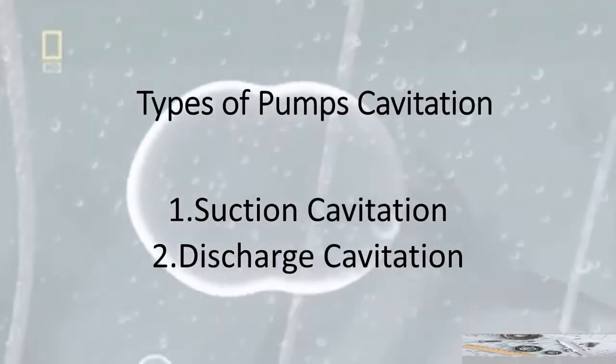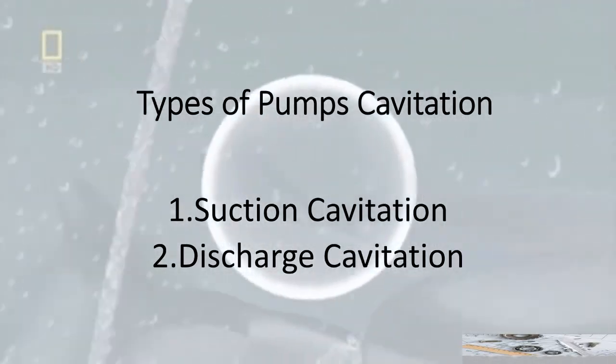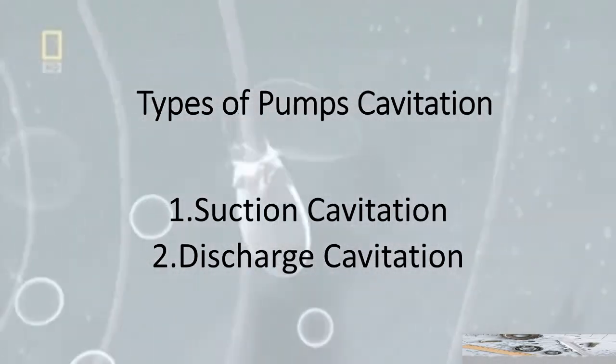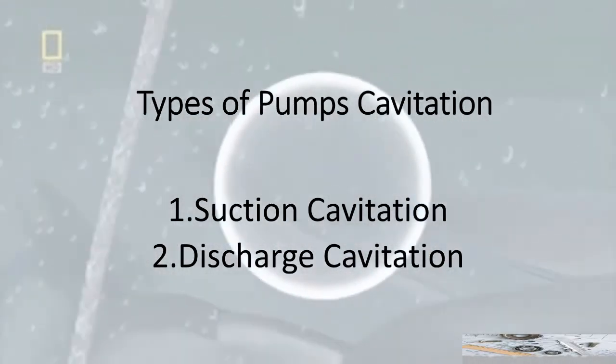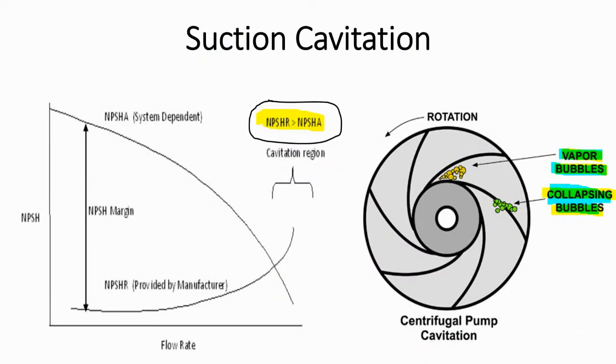Types of pump cavitation. There are two types of pump cavitation, namely suction cavitation and discharge cavitation. Number 1. Suction cavitation. Suction cavitation occurs when a pump is under low pressure, otherwise high vacuum conditions. When the pump does not receive sufficient liquid flow, then cavities, otherwise bubbles, will form at the impeller's eye.